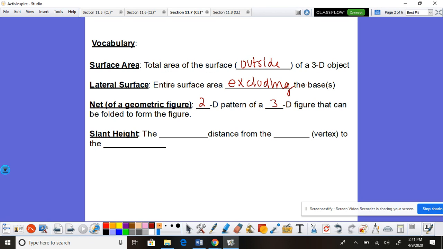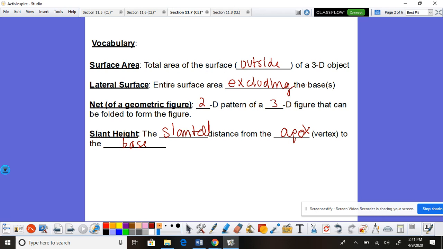The slant height, guys, would be the slanted distance from the apex, which is also called the vertex, to the base. And we'll do some examples and I'll show you the difference between a height and a slant height later in this video.